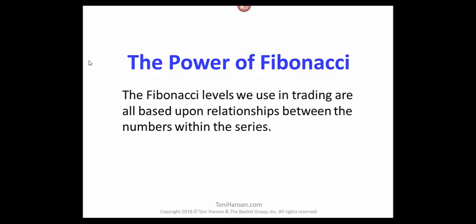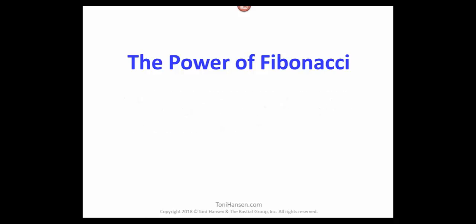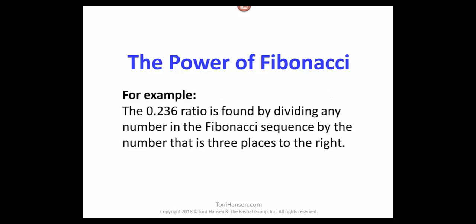The ones that we use in trading are all based upon relationships within the numbers in that Fibonacci sequence. For example, 23.6 is based upon the 0.236 ratio, which is found by dividing any number in that sequence by the number that is 3 places to the right. For example, 55 divided by 233.